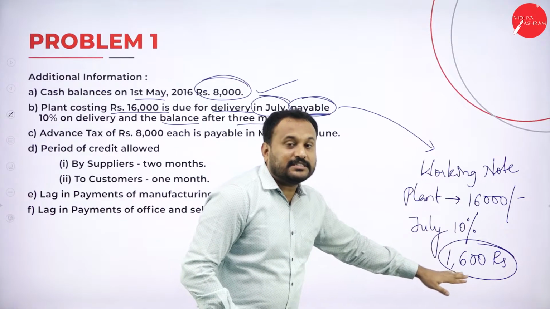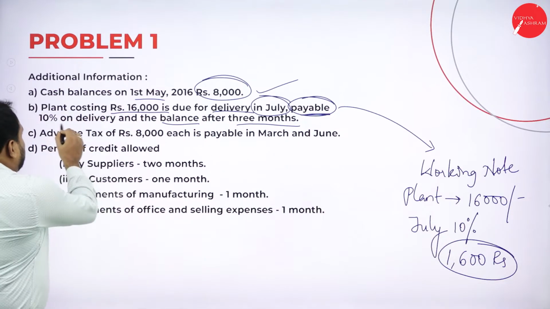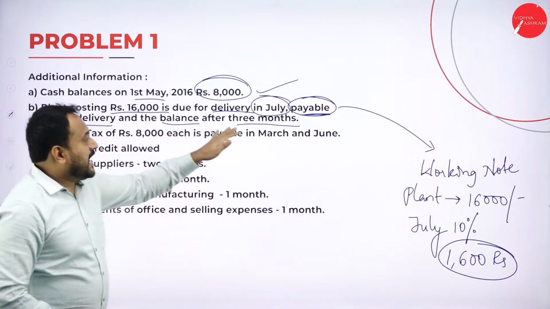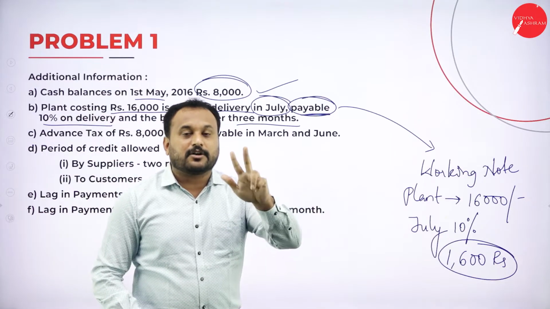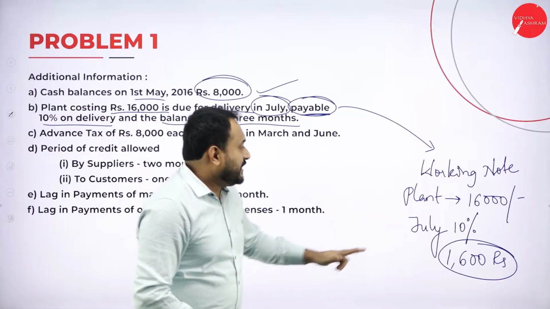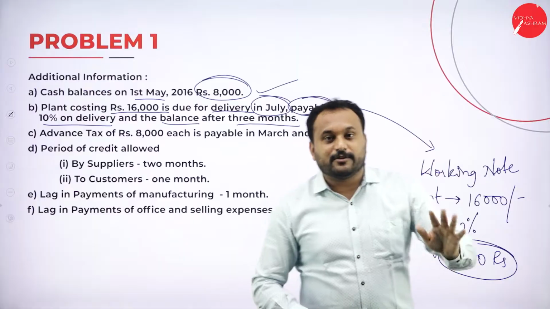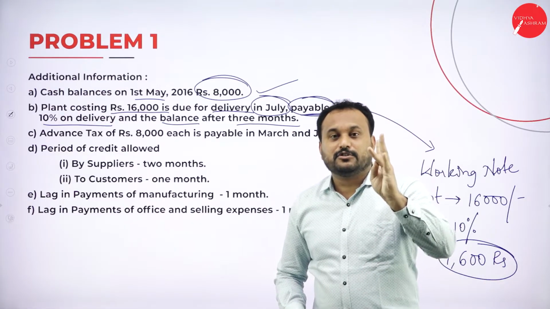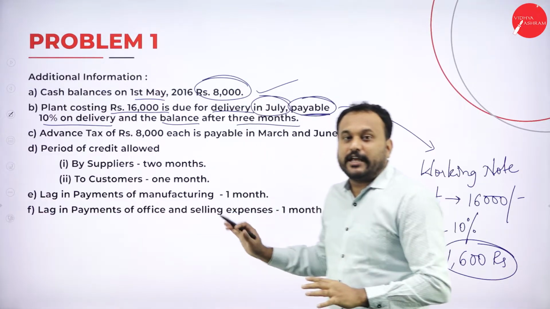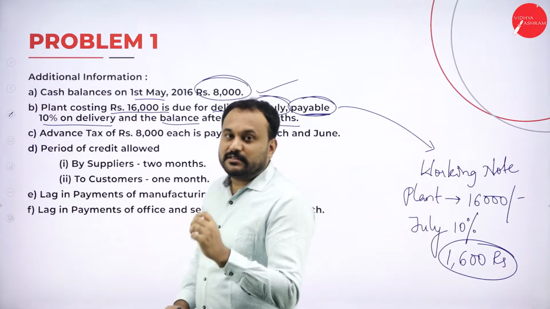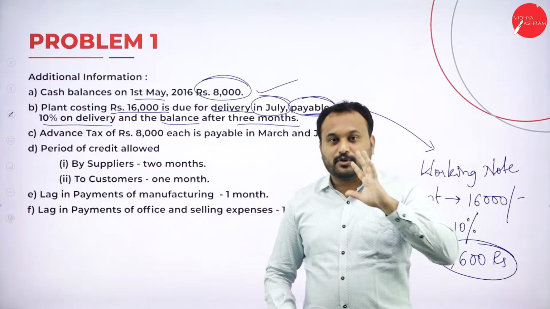So in the month of July, the plant entry I need to actually put, but how much should I pay? Only 1,600. The remaining, please understand: 10% on delivery and the balance after 3 months. After 3 months means after July, that means August, September, October. In October I'll finish the total 16,000. But should I take that? Definitely no. The reason is I'm supposed to prepare only May, June, July. I'm not preparing August, September, October. So in the month of July only the entry will be 1,600 rupees, because that is the 10% of 16,000. So hope you got this.